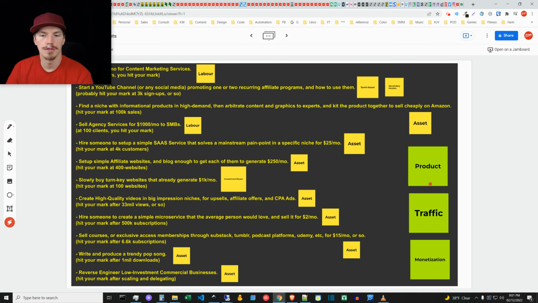Maybe we could make the argument that 2 out of 3 of these makes for a good business model, right? But the more that you can get lined up, the better you will do. It seems to be logical, right? So let's move on to the next points. Find a niche with informational products in high demand, then arbitrate content and graphics to experts and kit the product together to sell cheaply on Amazon.